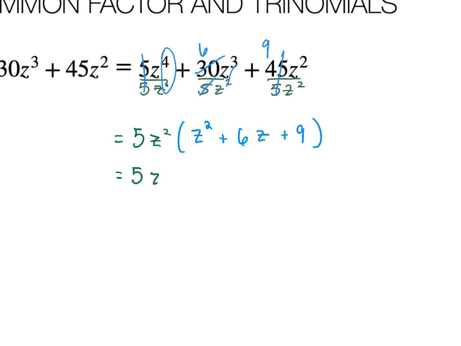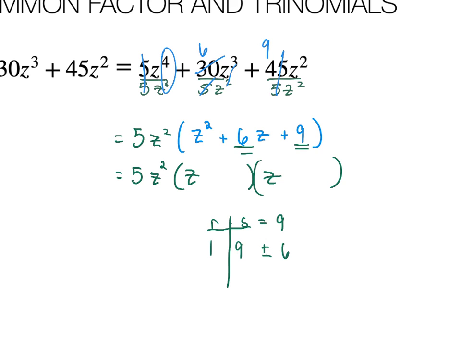We have a trinomial, so we're going to factor this trinomial. We know it's going to be z and z, and we go, all right, r times s has to equal the c value, 9, but then they're also going to have to add up to the b value, which is 6. So it could be 1 times 9. It's not going to add up to 6. Could be 3 times 3. That will add up to 6 as long as they're both positive. And that multiplies to 9, so z plus 3 and z plus 3.